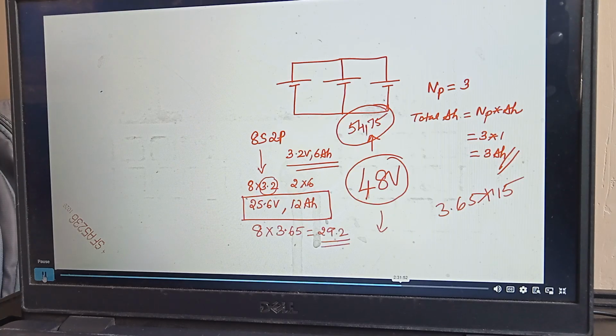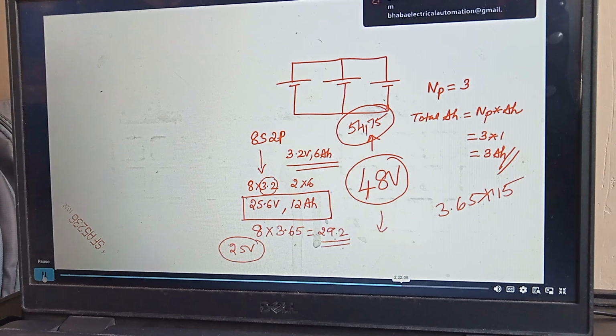So that means you have to choose a charger. When you choose a charger, can you choose a charger of 25 volt? Is it okay? If I choose a charger, can I choose one which has only 25 volt? Yes or no?